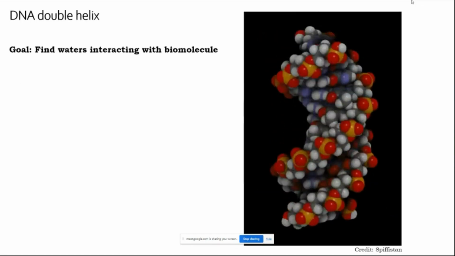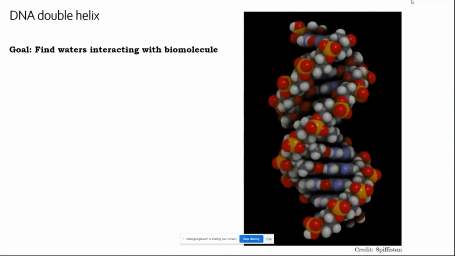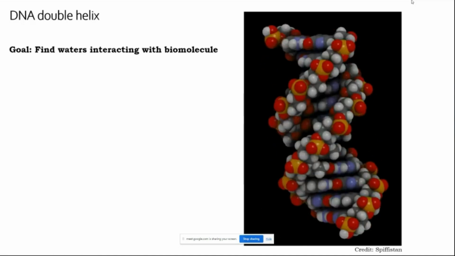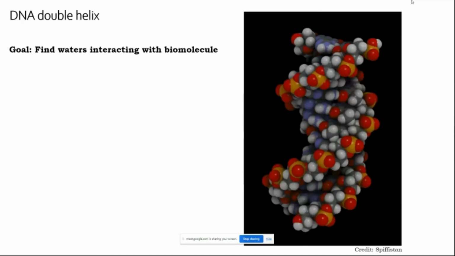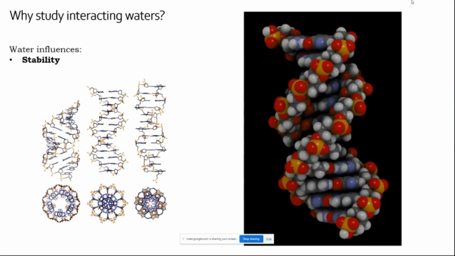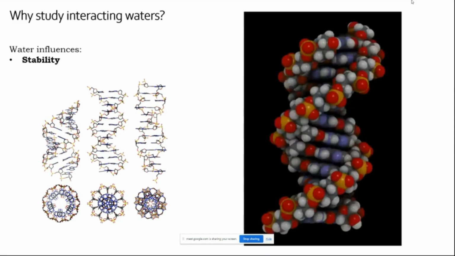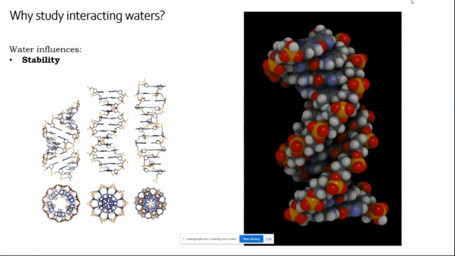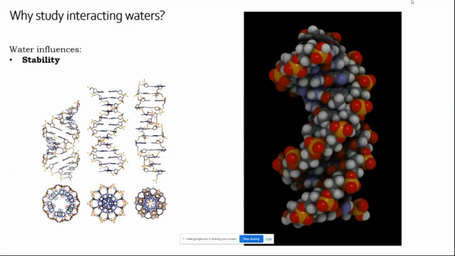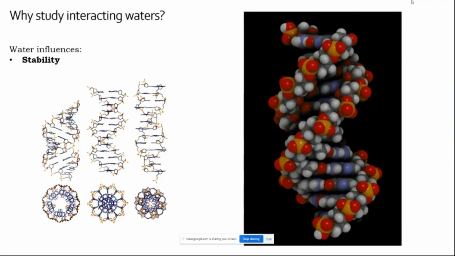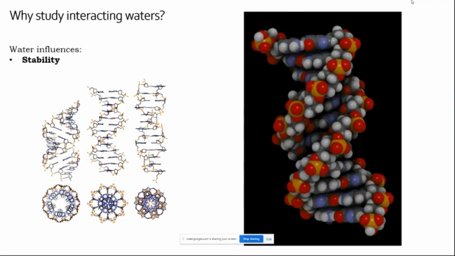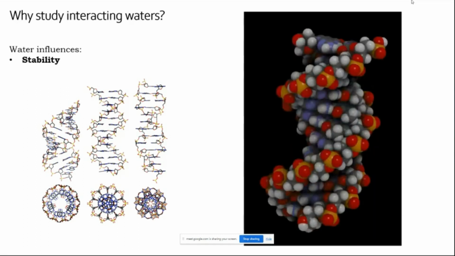So let's say that we have some biomolecule, let's say DNA, and we want to find waters that are interacting with this one. Now, the question is, why is it so important, right? Why is it difficult and why is it important? So first, let us look at it and see why this is an interesting problem and why it is also a tough problem.